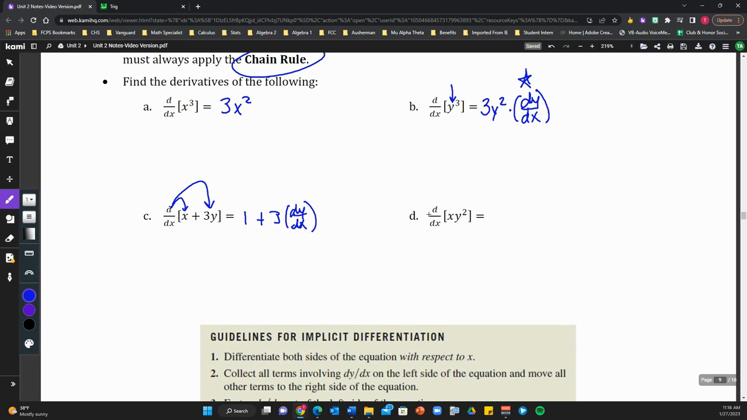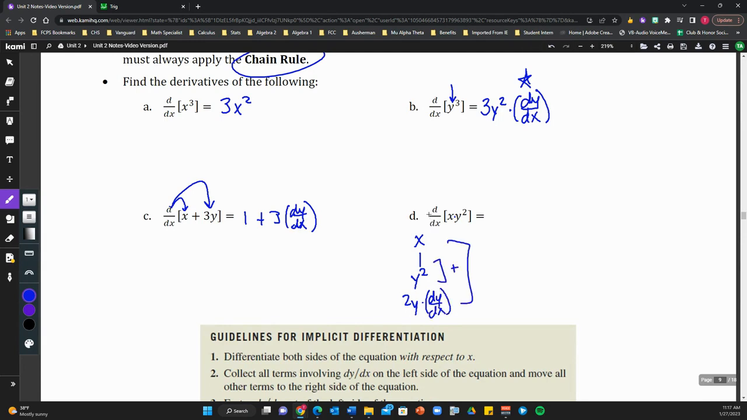Same thing if I had x times y squared. This is a product of two quantities, so we would use the product rule. But any of those factors of that product that match up with the variable of differentiation get taken the derivative of in a normal way. So derivative of x is just 1. But any of them that don't work out or don't match up, like y squared, we have to apply the chain rule. So y squared's derivative is 2y by the normal power rule, but the derivative of y is dy dx.